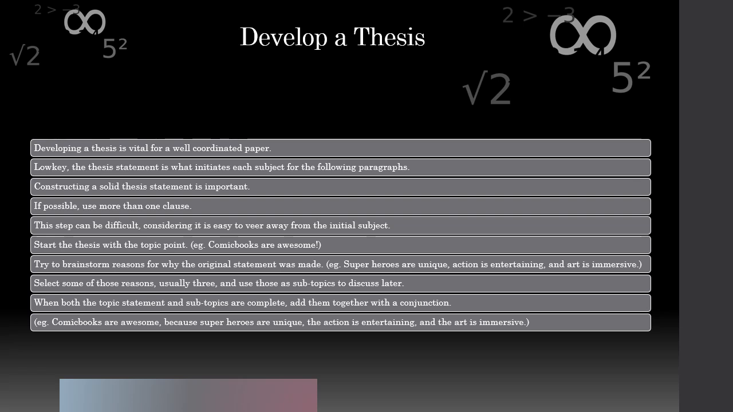When both the topic statement and subtopics are complete, add them together with a conjunction. Example, comic books are awesome, as previously said when starting the thesis with a topic point, because superheroes are unique, the action is entertaining, and the art is immersive. And that goes back to the brainstorming of reasons. So, in total, comic books are awesome because superheroes are unique, the action is entertaining, and art is immersive. Congratulations, I just formulated a thesis statement.